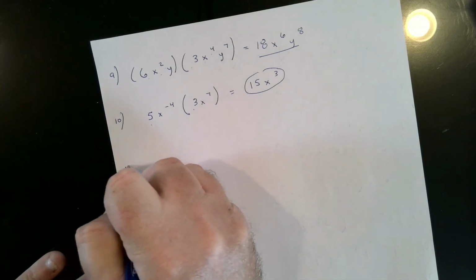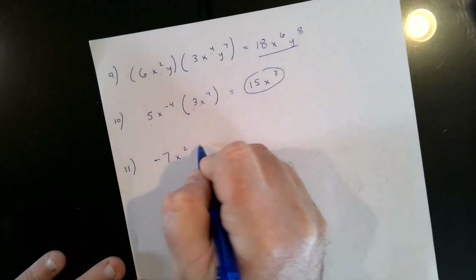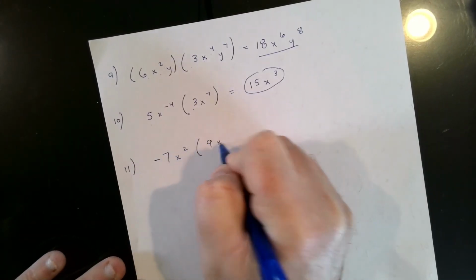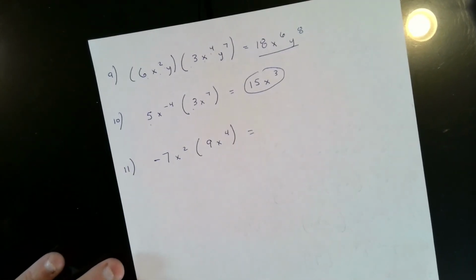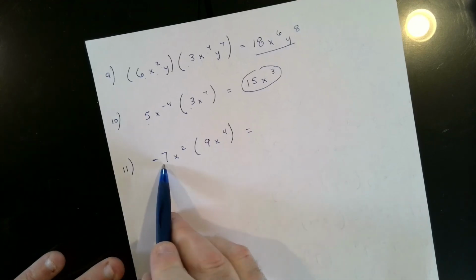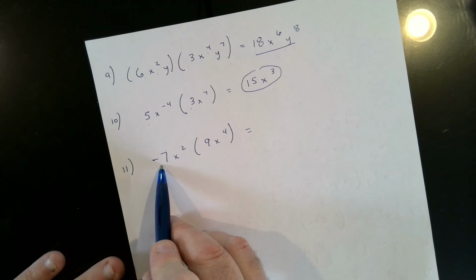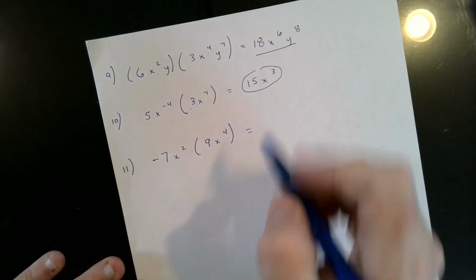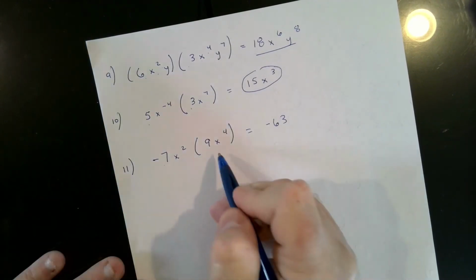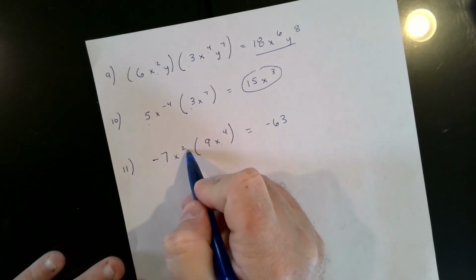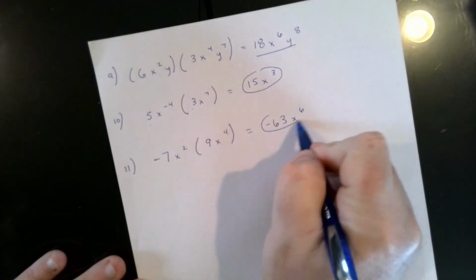Okay, let's look at one last one. Let's say we have a negative 7x squared, and we want to times that by 9x to the fourth power. Now, I don't care that this number is negative. That's fine. We're still going to times those. So negative 7 times 9 turns out to be a negative 63. And then x to the fourth plus x squared is x to the sixth power. And there's our final answer.